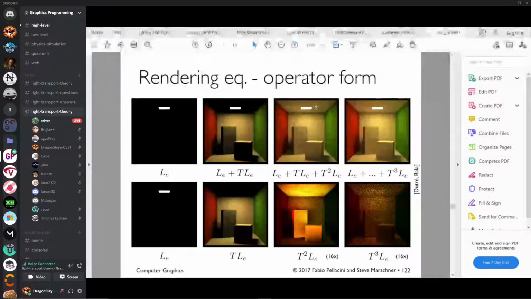And I can show you an example of this. So let's say you have your scene. So that would be direct light. That would be here from one bounce away. That would be from two bounces away, from three bounces away. And as you can see, the energy generally decreases.